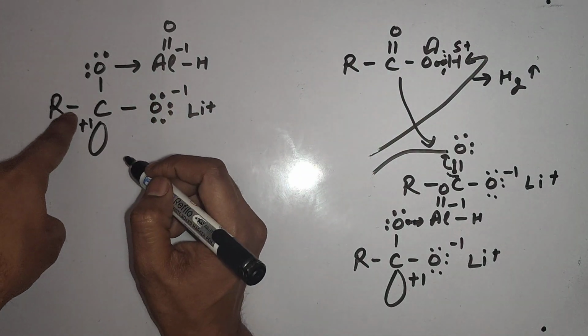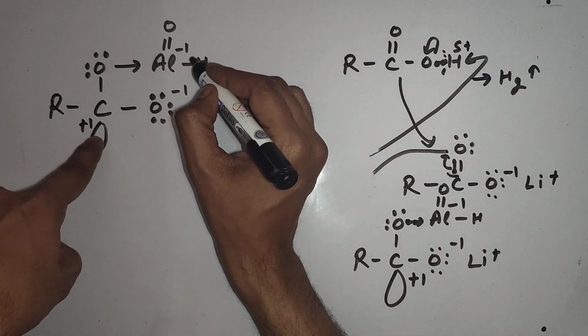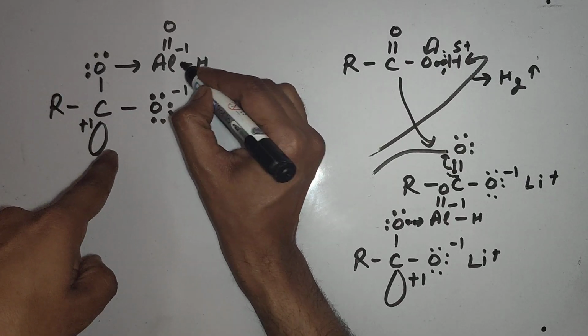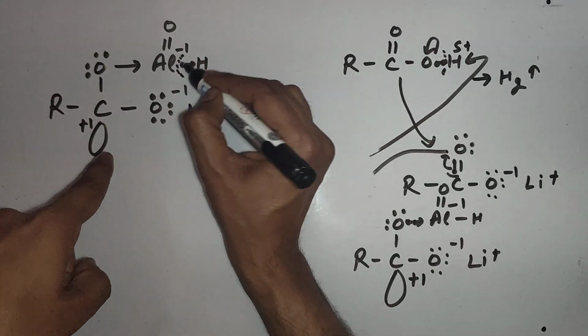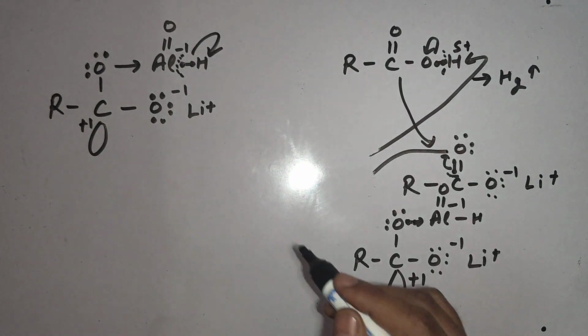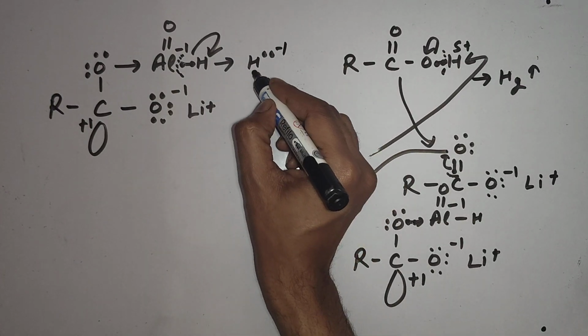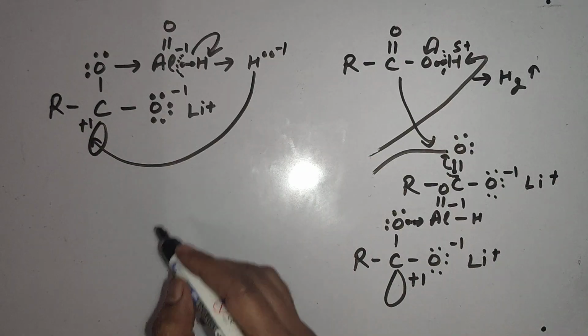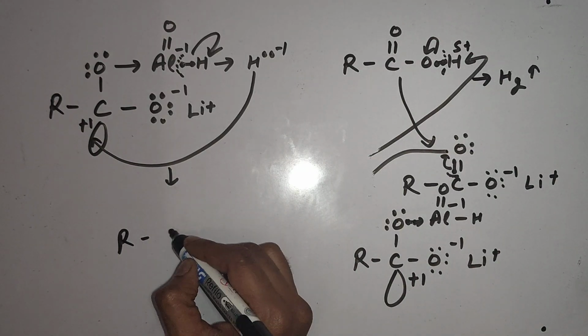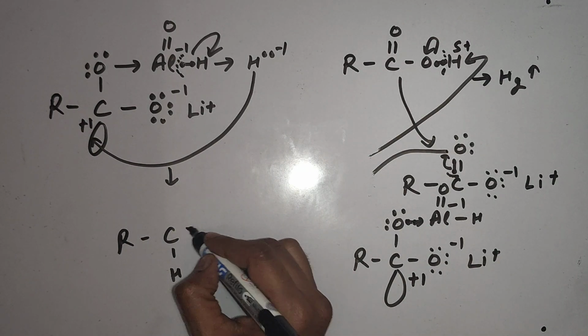Now, this is the positive particle of carbon. This is aluminium hydride, again unstable. What will it do? Again, it will break the bond from hydrogen and will release its hydride like this. And this hydride will join with carbon and will make carbon neutral.